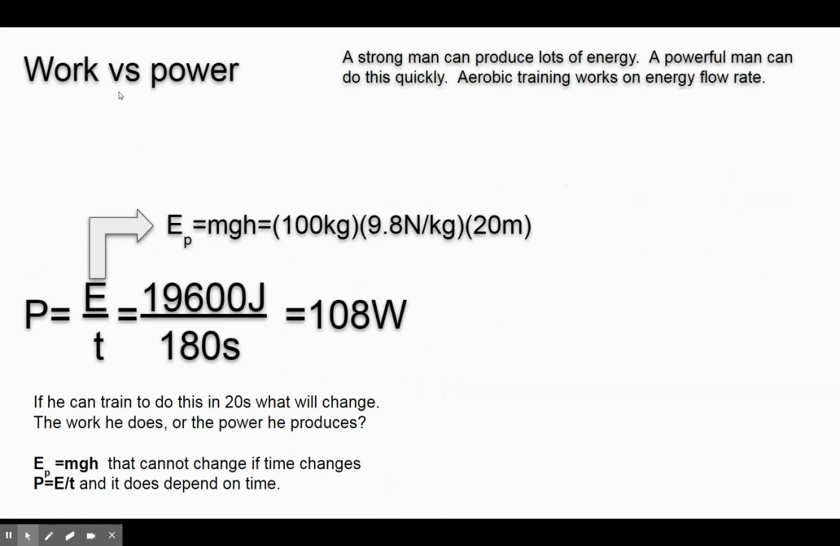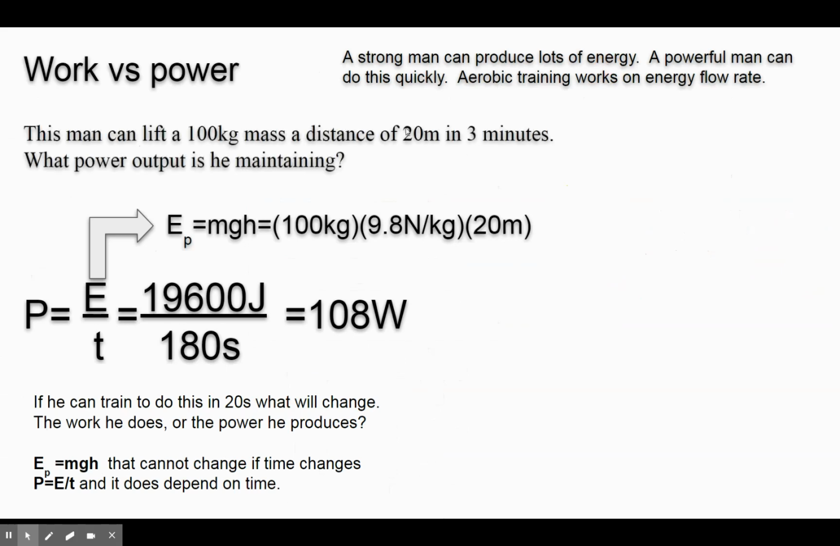Let's take a look at an example of work versus power. A strong man can produce lots of energy. A powerful man can do it quickly. When you do aerobic training, you are working on an energy flow rate. You are trying to sustain a power output.